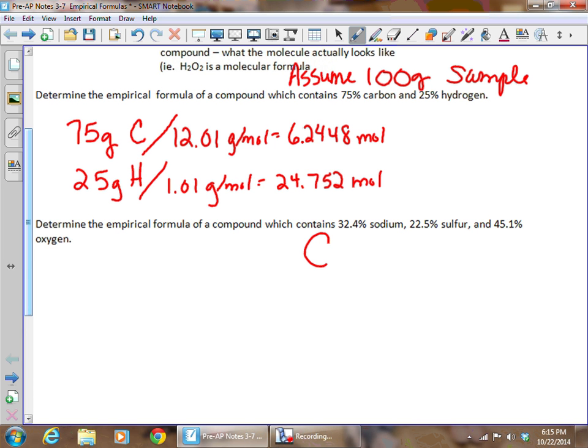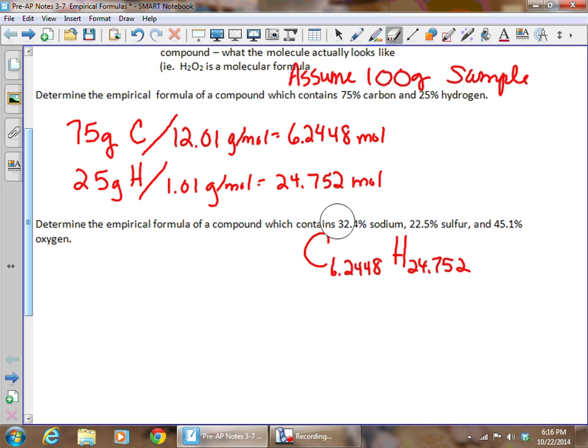Now, technically, I guess we could set up a formula that said, now don't write this down because it's incorrect, but we could say that we had C 6.2448, H 24.752. Yeah, I guess we could do that, but have you ever seen a formula like that? No, our subscripts are always whole numbers.